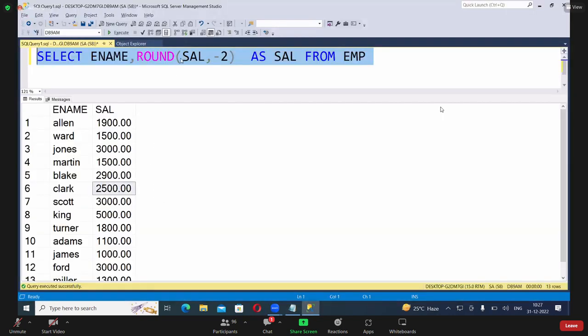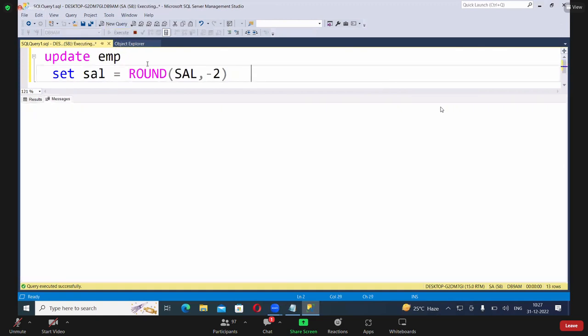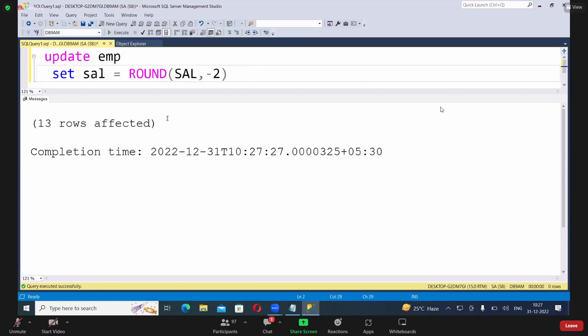But is this permanent or not permanent? Not permanent. But if you want to make this value permanent in the table, then what you have to do? Update EMP set salary equals round of salary. Set salary equal to round of salary. And every employee's salary is rounded to hundreds. Got it?